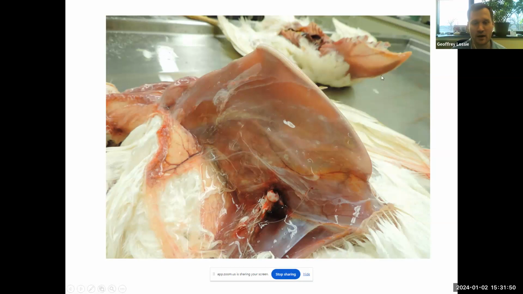And if you look at the bird in the background, again, you can appreciate how light is shining through there. There's almost no skeletal muscle covering that bone. So this is an extremely skinny bird, unfortunately, because it was blind from poor house management and ammonia toxicity.